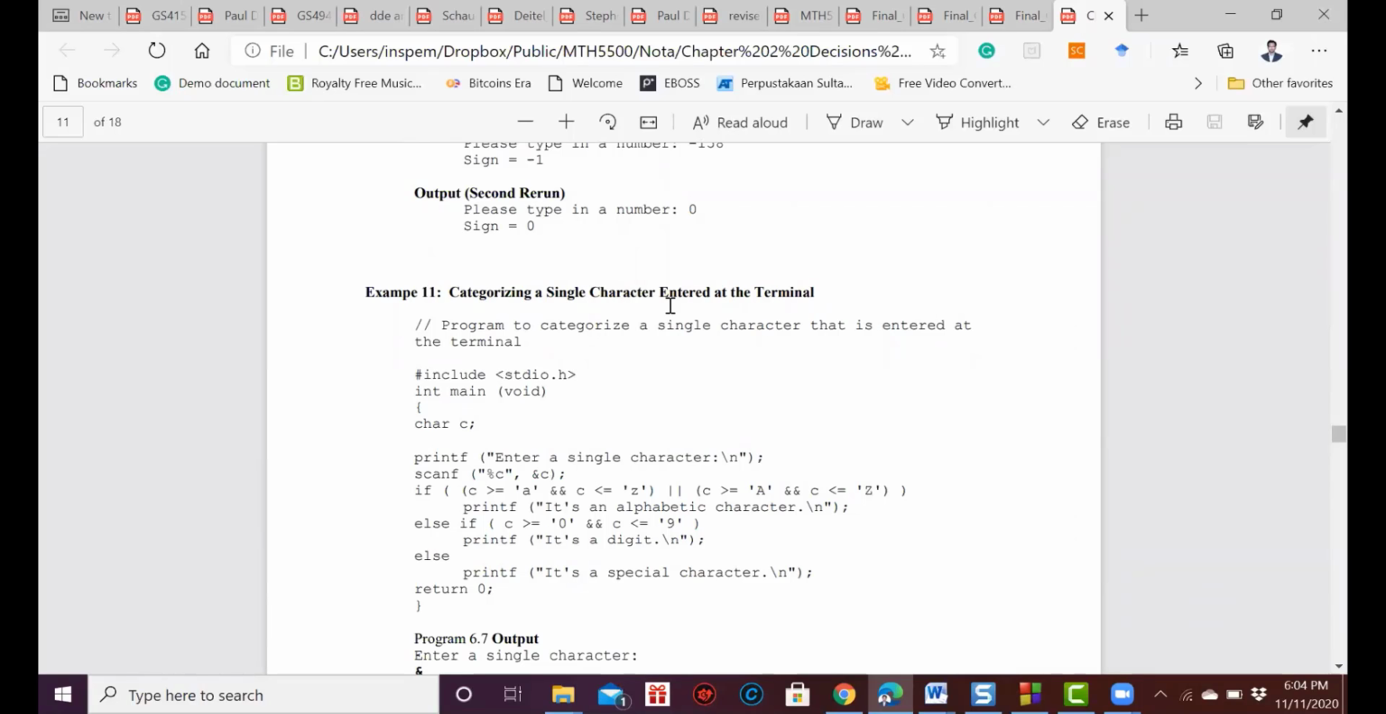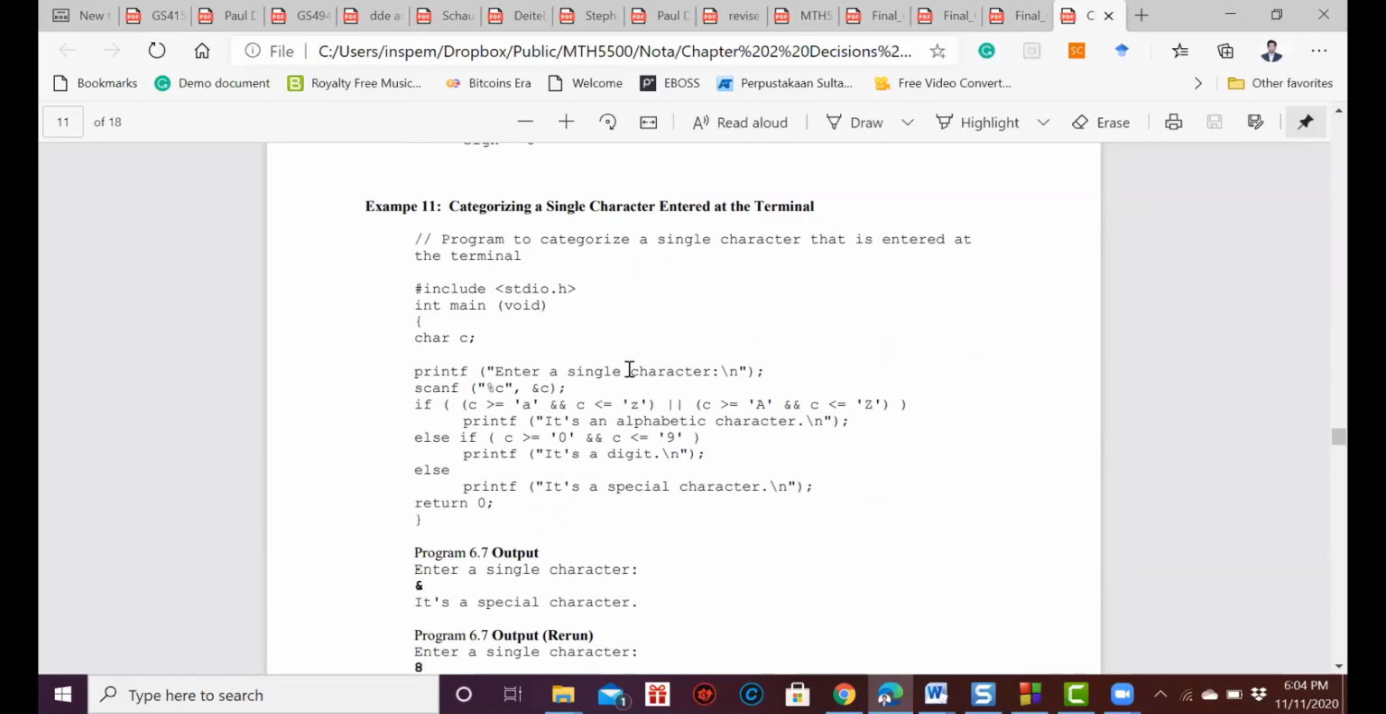Now, categorizing a single character entered at the terminal. This is another if else if statement. Look here, the difference is the condition. We combine multiple conditions into a compound condition: C greater than A and C less than or equal to Z, or C greater than a and C less than z. We want to categorize a single character entered from the terminal.